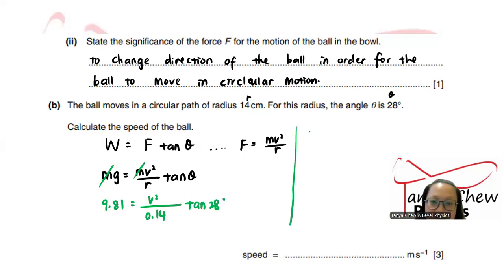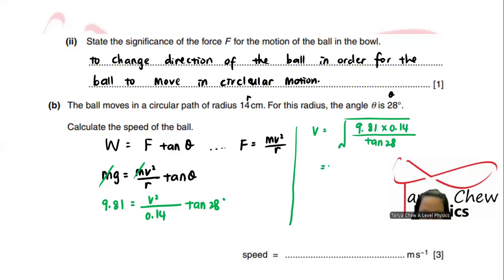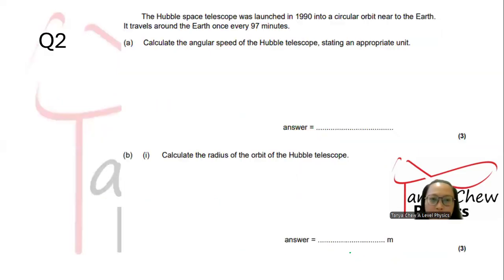Therefore, make V the subject. V is equal to 9.81 times 0.14 divided by tangent 28, and square root the answer. So your answer should be 1.61. I put it in terms of 3 significant figures. So 1.61 meter per second. So that's the answer for the speed.